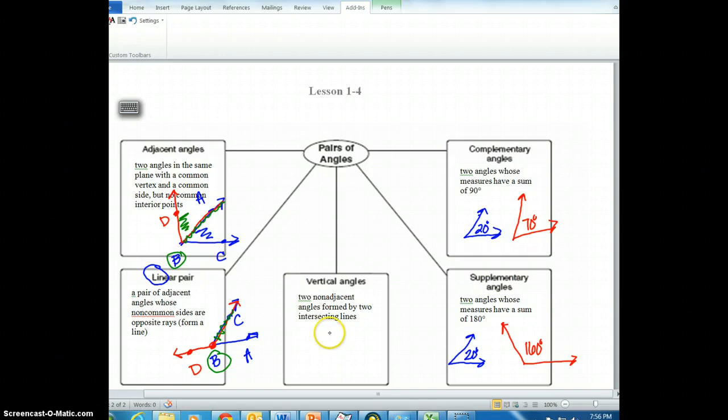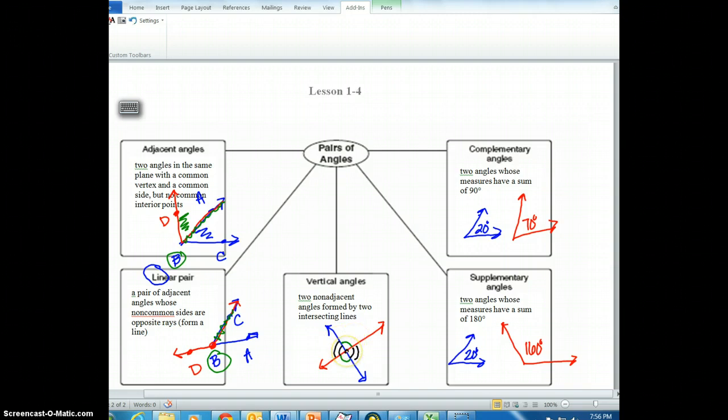They're formed by two intersecting lines. So if we draw two intersecting lines, both with 2 arrows since they go on forever in both directions. The vertical angles are the angles that are across from each other. So the angles that I'm marking here, those are considered vertical angles. Also, the angles that I'm marking here in black, this would be another pair of vertical angles.